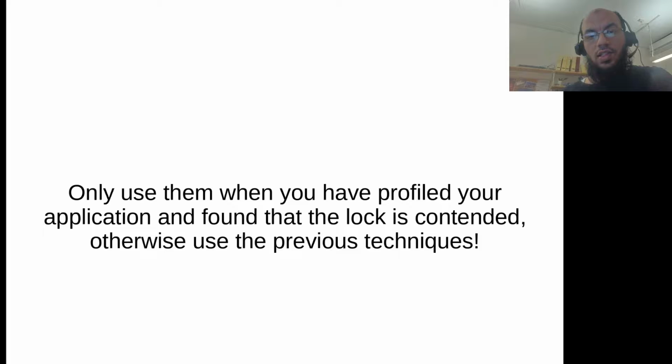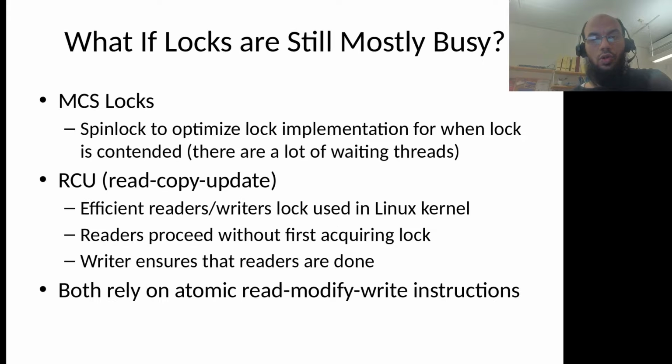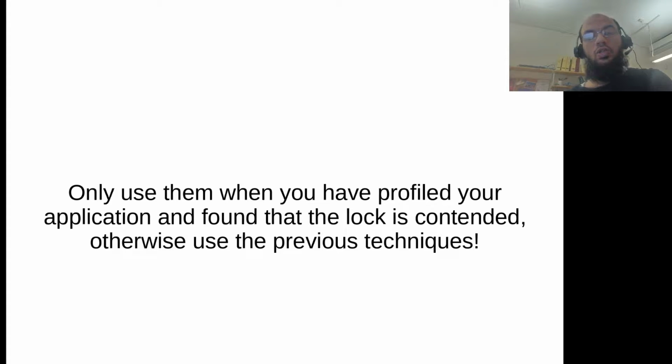So the MCS locks and the RCU locks, these two are basically not to be used unless you have profiled your application and found that the lock is a contention point. Otherwise, use techniques that we have discussed previously. Do not use these two because they will just slow your whole system for no good reason. Versus if you do the fine-grained locking, where you divide, for example, a hash table into buckets, then you'll get more streamlined performance by just doing that.